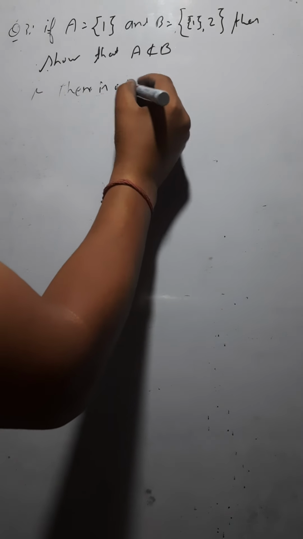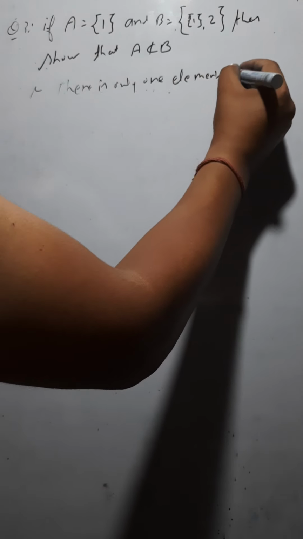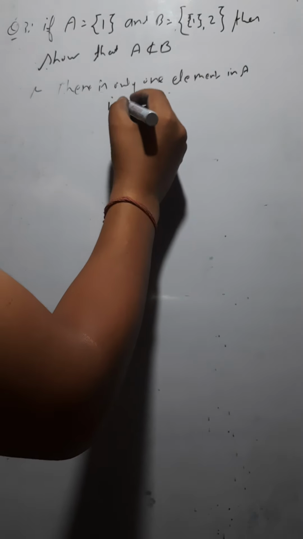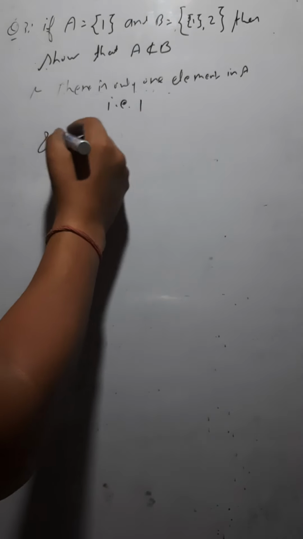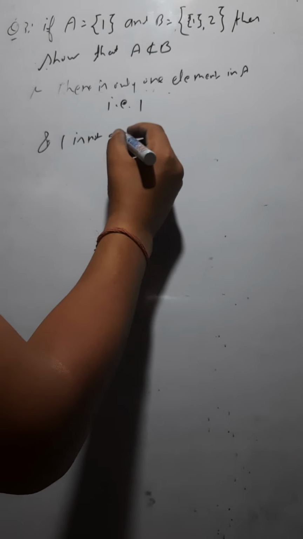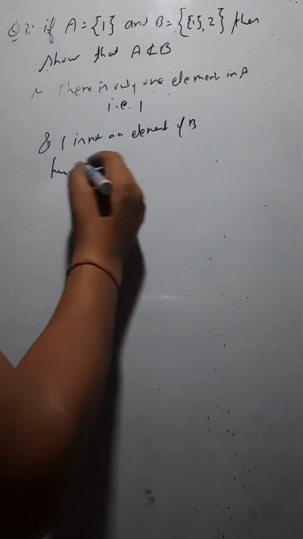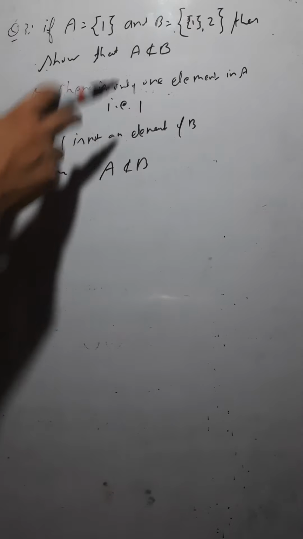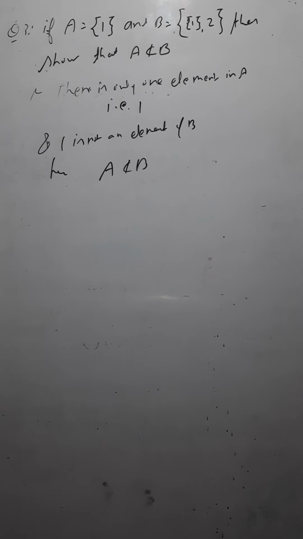So you would write the answer as: there is only one element in A, that is 1, and 1 is not an element of B. Hence, A is not a subset of B. Subset means all the elements of A are there in B; then you would say that A is a subset of B. So this is how you would solve the given question.